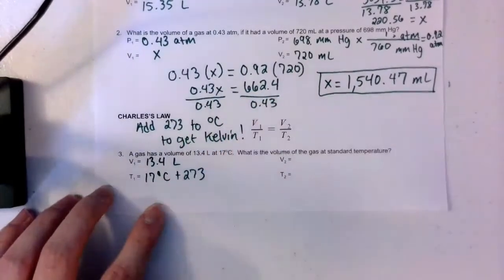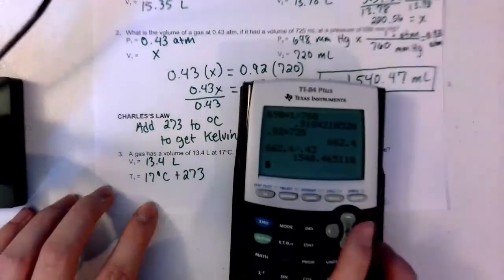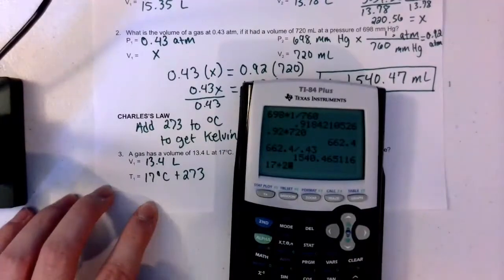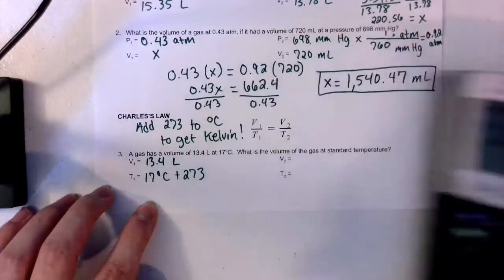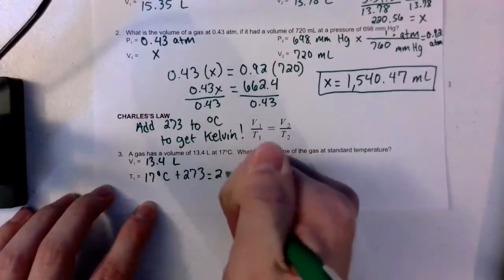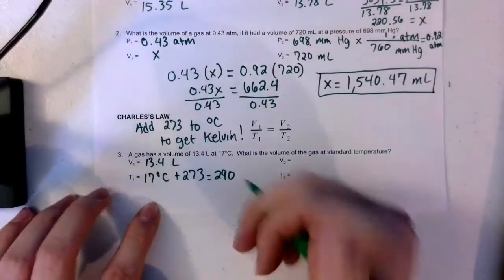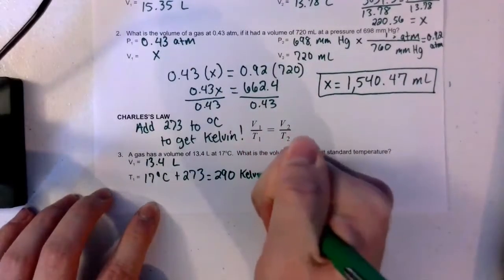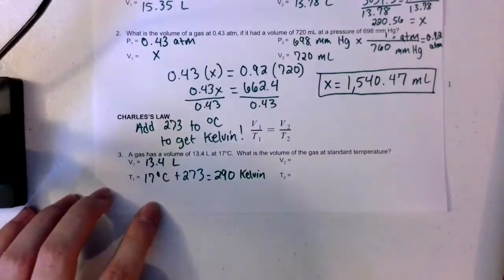So, add 273 to degrees Celsius to get Kelvin. Alright, so now I'm going to use my calculator. 17 plus 273. That's going to give me 290. So that's easy enough. Alright, remember Kelvin doesn't have any degrees or anything. It's just the number and then Kelvin.